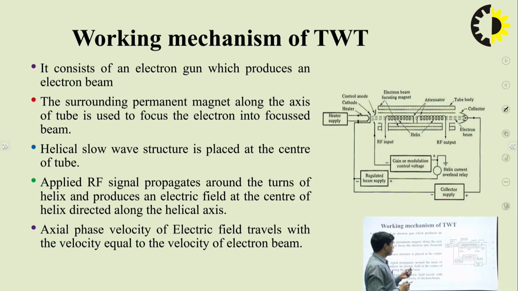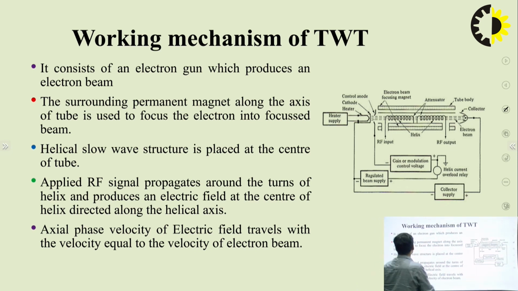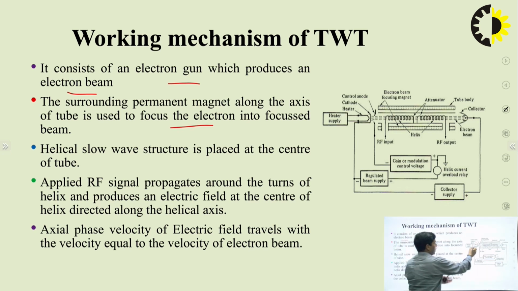So here you can see the same thing that I have discussed. I have now written down all these things. The first one is that it consists of an electron gun which produces an electron beam. Then the surrounding permanent magnet along the axis of the tube is used to focus the electrons into a focused beam. So this beam moves only along this path, and the electrons cannot come out of this structure. After that, the helical slow wave structure is placed. This one is placed here.